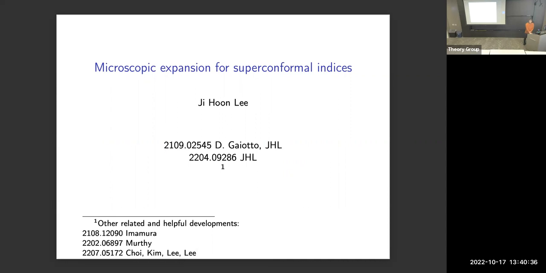So I'll be talking about a work, well, two papers in the past year and a few more papers to come. And at the end, I'll list some of the ongoing pursuits.